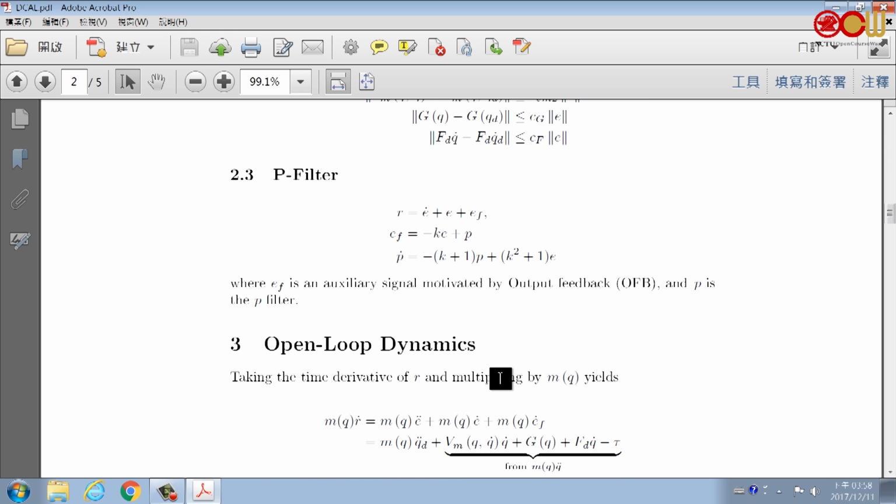Only Q is measurable, so when you implement this filter, you can only use Q, but not Q dot or Q double dot. Okay, and E is a function of Q. E is the tracking error.